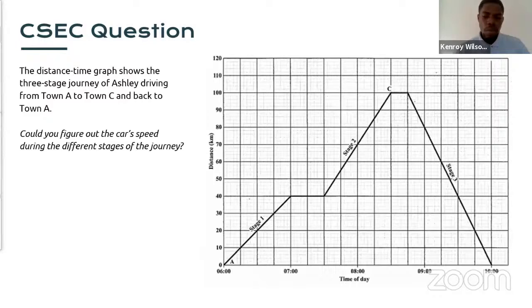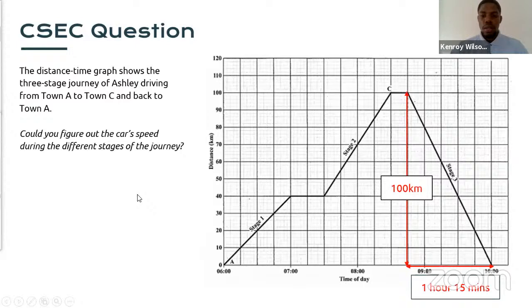But what is the distance? What is the speed? In the chat, somebody was answering. They said, Orthodox said that she traveled 100 kilometers over a time of an hour and 15 minutes. Okay, brilliant. And you will see that answer being corroborated with the answer on screen. You will see that from town C back to town A during stage three, the distance traveled was 100 kilometers, and that took 1 hour, 15 minutes. And here we notice that our time is in terms of hours and minutes.